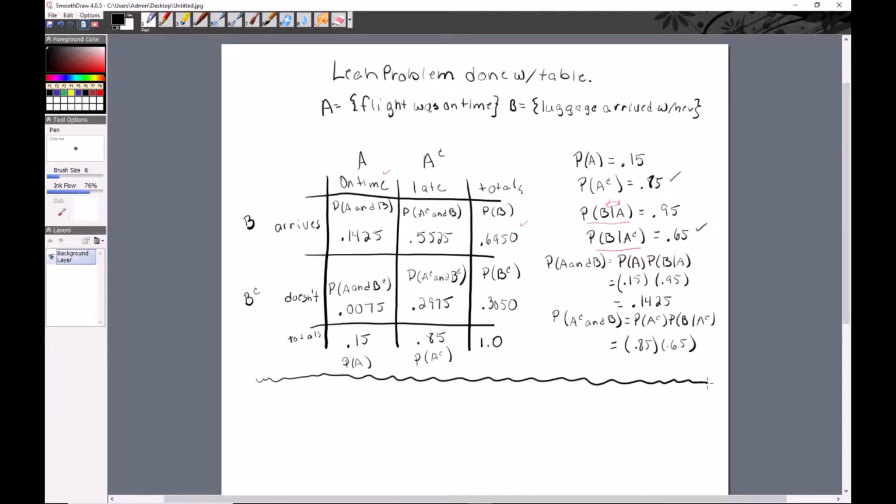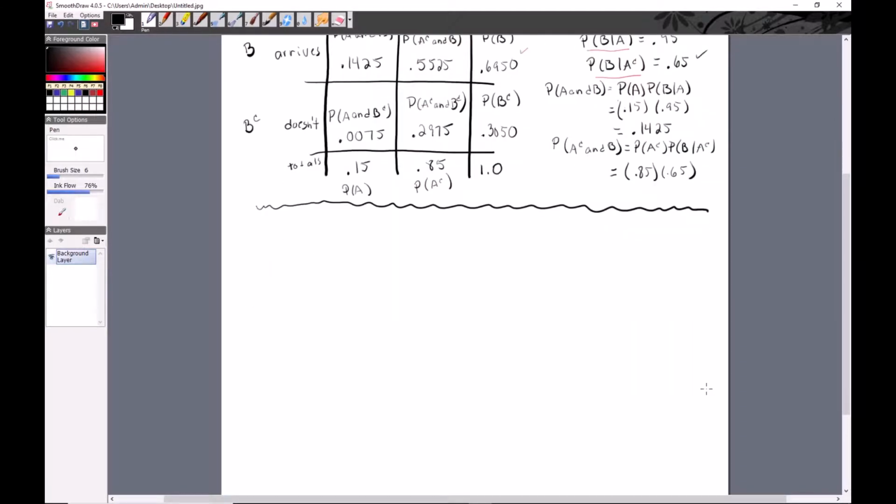All right. Some people really like the tables. Some people really like the tree diagrams. I personally don't care. Do whichever ones you want.